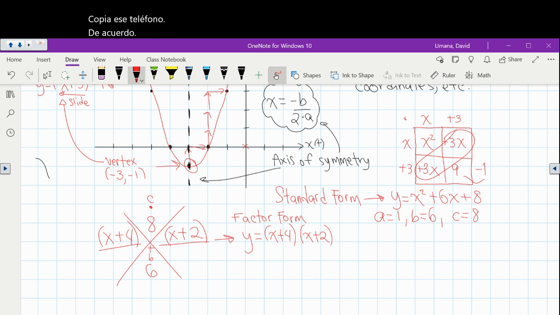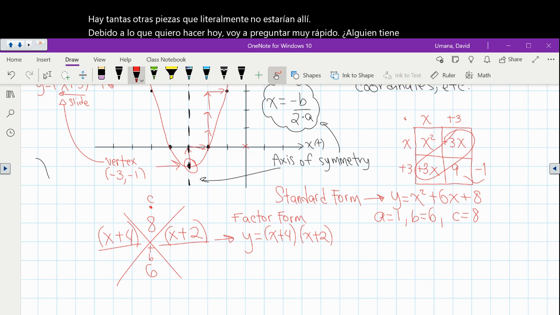Small little piece of paper, very tiny, loaded up with a lot of information. This is, in many ways, just an introduction of everything you can think of for this kind of problem. There are so many other pieces that would literally just not fit. So, because of what I want to do today, I'm going to ask real quick, anybody have any other details that I missed?